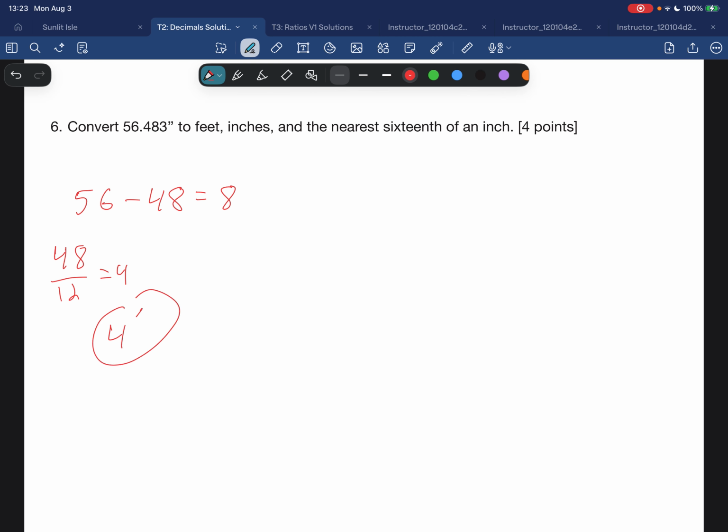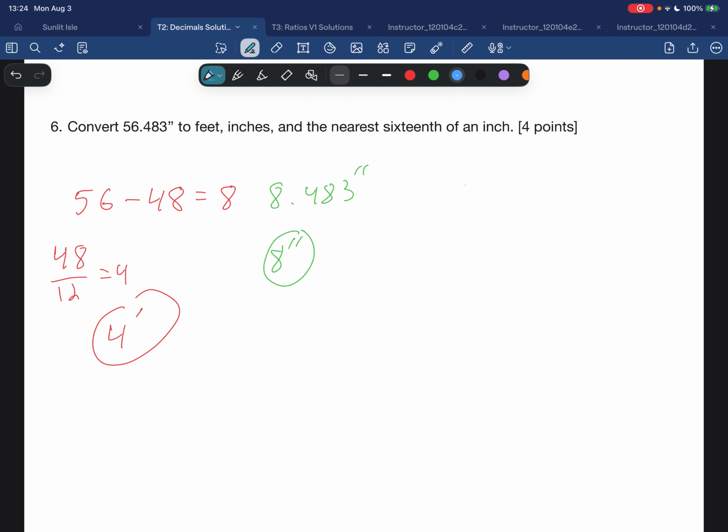I'm going to start by doing this. I'm not even worrying about the decimal just yet. So first, subtracting 12 off of 56 4 times gives me 4 feet. And the leftover, the reason why I have this single 8 here, so 56 minus 48 gives me 8. That is going to be my leftover. So 8.483 inches. That's what's left over after I take away the 4 feet. This is in inches, so 8 inches is what's left.